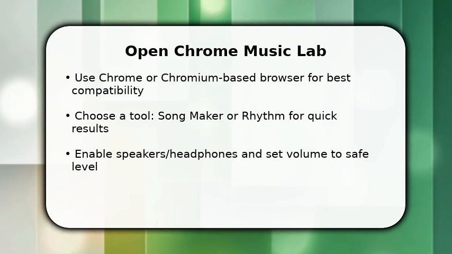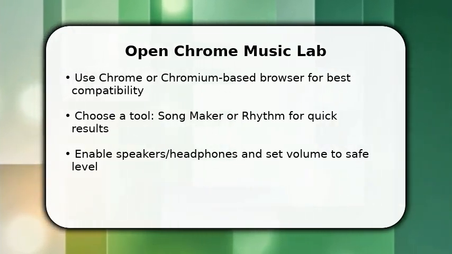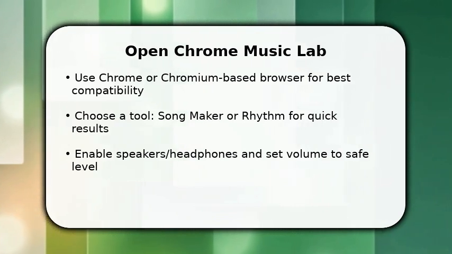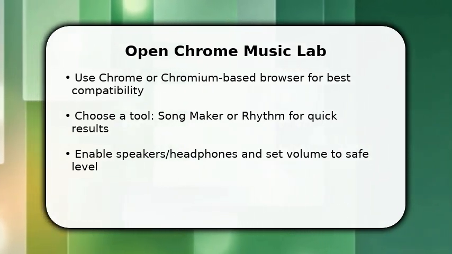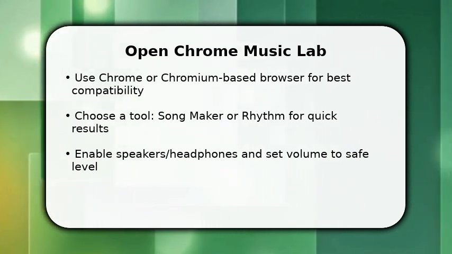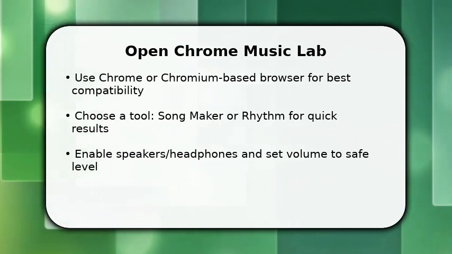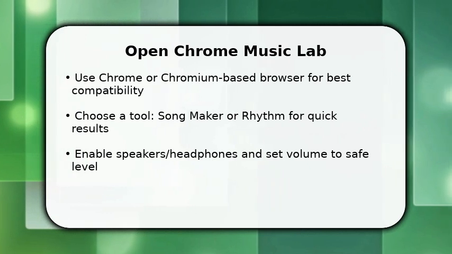You'll start by opening Chrome Music Lab and picking the SongMaker or Rhythm interface. This gets you directly into making sound without heavy setup. Once the page loads, make sure your audio output is selected and working so you hear feedback while you experiment. Then create a new project and clear any presets. This gives you a blank canvas.